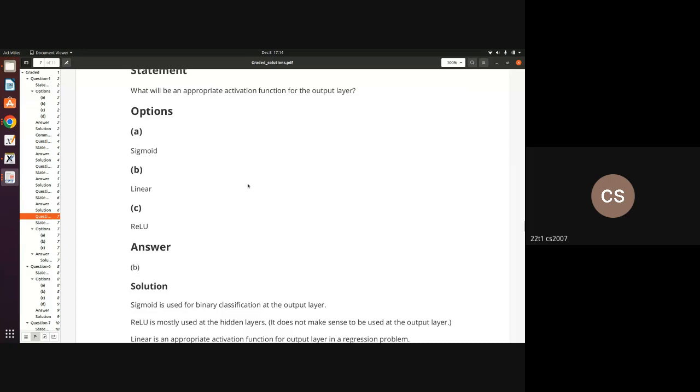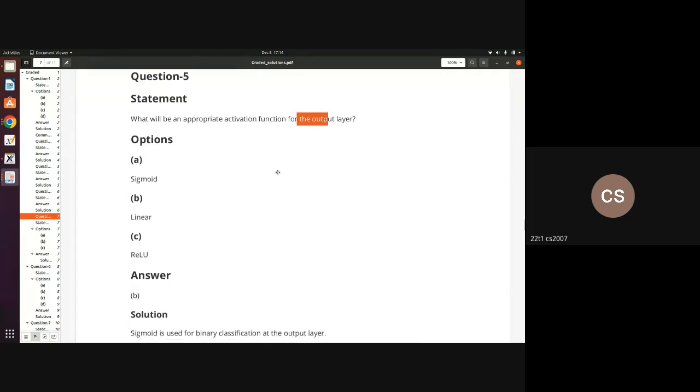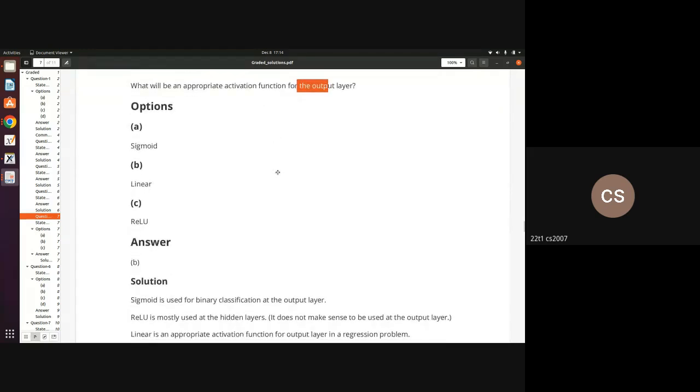We are asking for the output layer only, right? In the output layer, if it is a multi-class classification problem, we use softmax. There was a confusion on that also, because that was not covered in detail in the lectures.